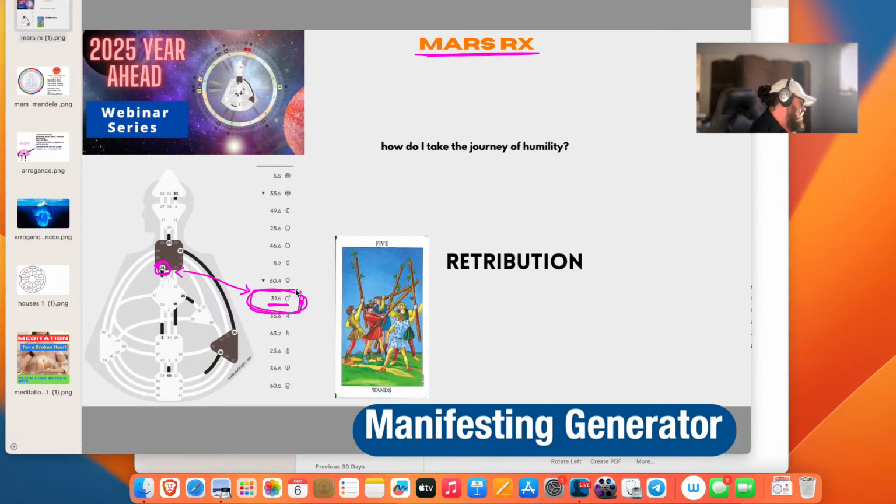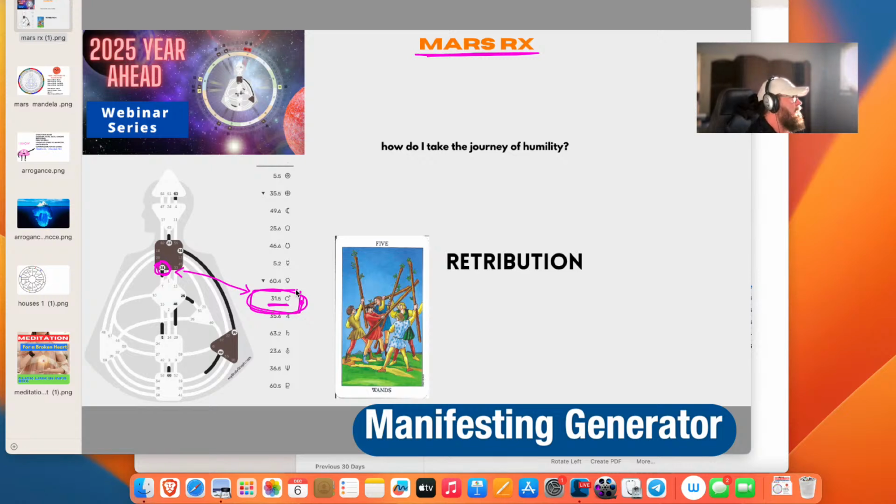Okay. So what do we have for the manifesting generators? So we're going to see this out in the collective too, right? Because Mars is opposing Pluto. Some more secrets about our leaders coming out, more truth about our leaders. And this arrogance is completely self-serving, this shadow.